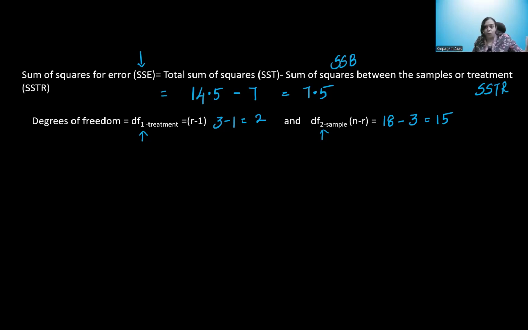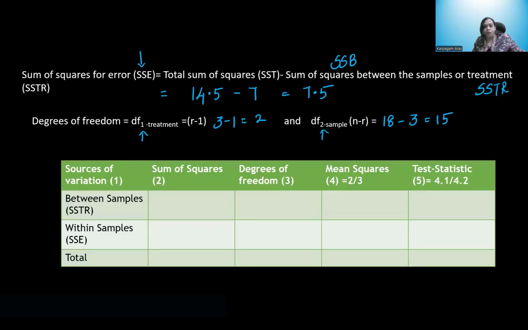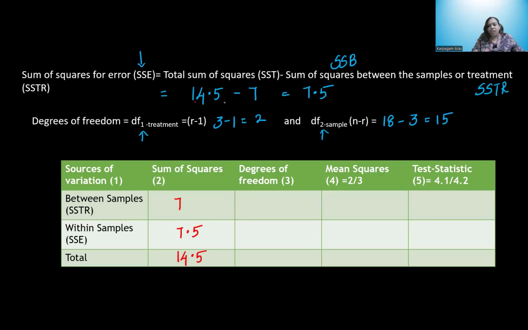Now, based on these 2 scenarios, we will be able to fill up this table. In the table, within sample and between sample, the numbers that you see are mere column numbers. Between the sample is 7. Within the sample is 7.5. When you sum up these 2, you will get 14.5, which is the total sum of squares. What is the degrees of freedom for between the sample? 3 groups minus 1, which has given us 2. And for the sample, we have gotten 15 degrees of freedom.